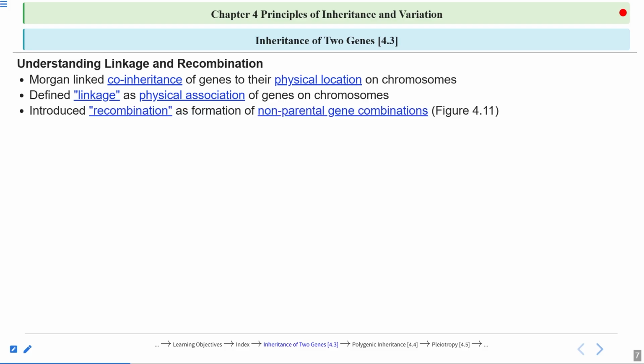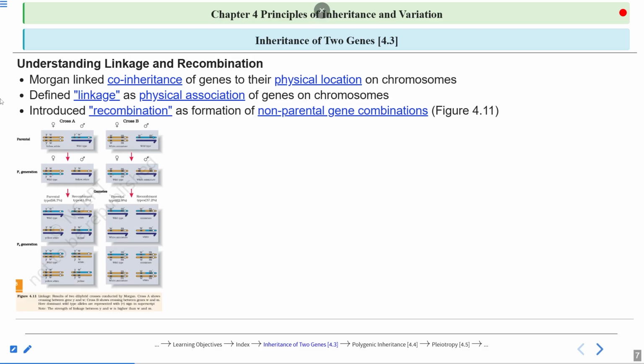Morgan also coined the term recombination. He introduced recombination as a form of non-parental gene combination. So after recombination, what happens? Recombinants are formed, meaning non-parental gene combinations are formed. When the genes are linked, parental combinations are formed. When recombination occurs, then non-parental gene combinations occur.